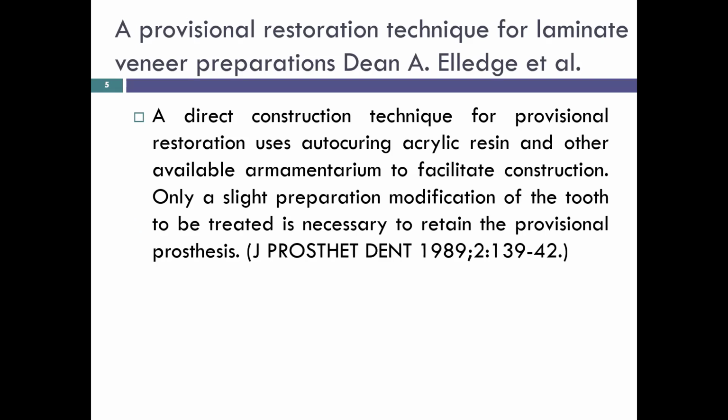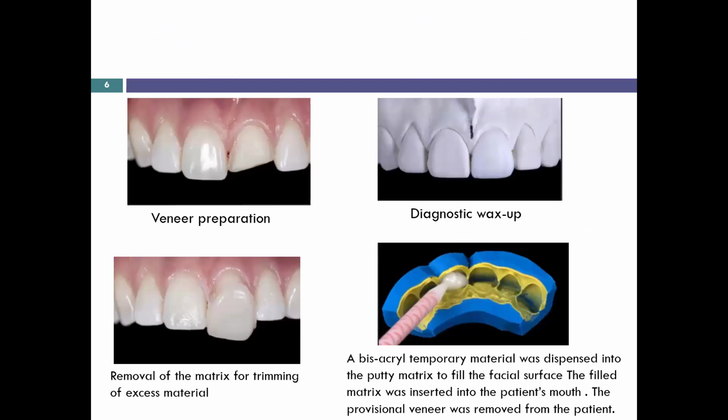According to the article, a provisional restoration technique for laminate veneer preparation was shown. A direct construction technique for provisional restoration uses auto-curing acrylic resin and other available armamentarium to facilitate the construction. Only a slight preparation modification of the tooth to be treated is necessary to retain the provisional prosthesis. This is an article in Prosthetic Dentistry in 1989.